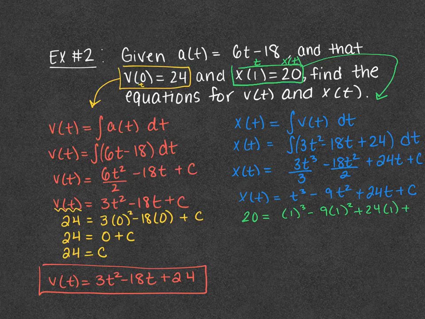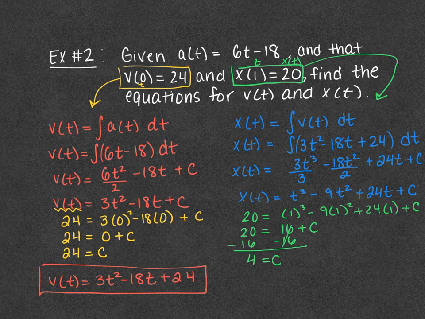Go ahead and type all of this into your calculator, and then hit resume when you have an answer. Okay, so you should have gotten 16. So you have 20 equals 16 plus c, and then simply solve for c, and you should get 4.